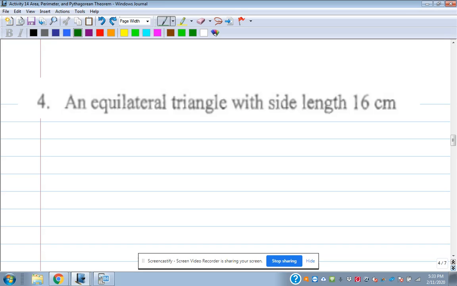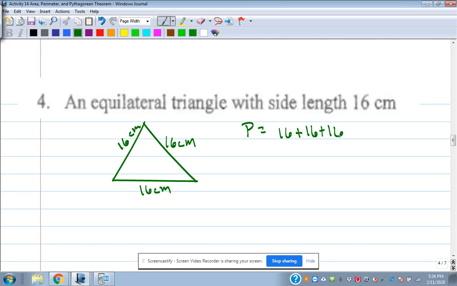Number 4, equilateral triangle with the side length of 16 centimeters. What's equilateral? All sides are equal. So draw you a triangle. Try to make all the sides look equal. It doesn't have to be perfect. But when you label it, it becomes perfect. Here's yours. That looks almost equilateral. It's not perfect. It's pretty close. And so perimeter is really easy. 16 plus 16 plus 16. 48 centimeters.